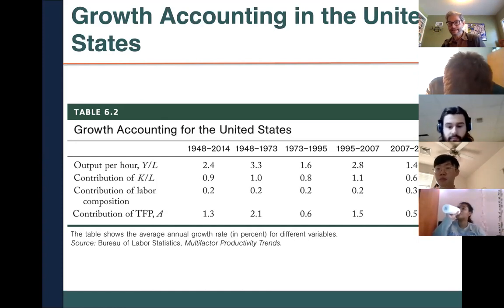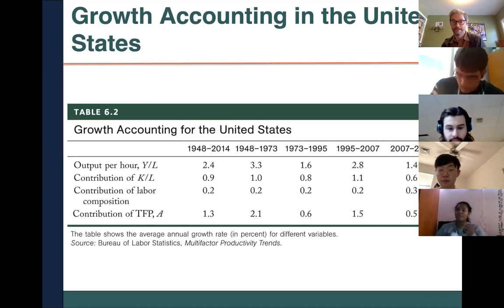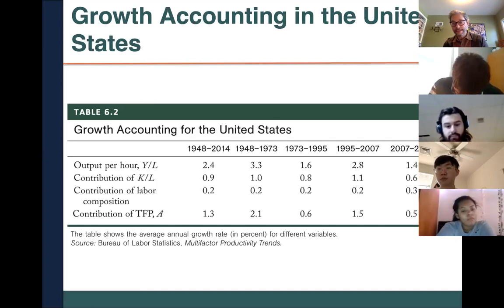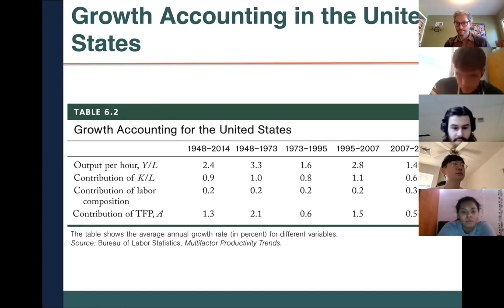Then you have the 1995 to 2007 period, where output growth was high again and total factor productivity growth was high. And finally, you have the 2007 to essentially 2020 period. What have we seen? Slower output growth, slower total factor productivity growth. Why? Don't know. We just don't have a completely persuasive explanation for why total factor productivity growth is so variable.